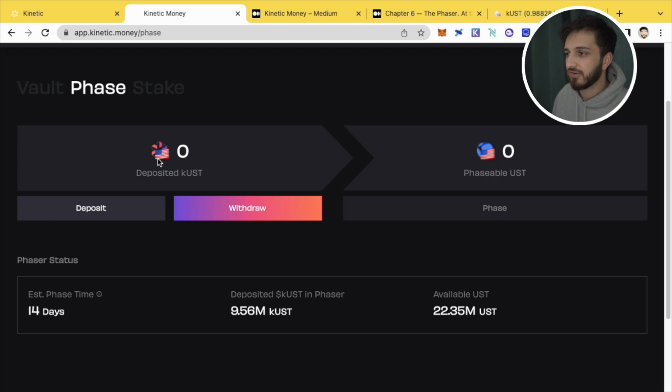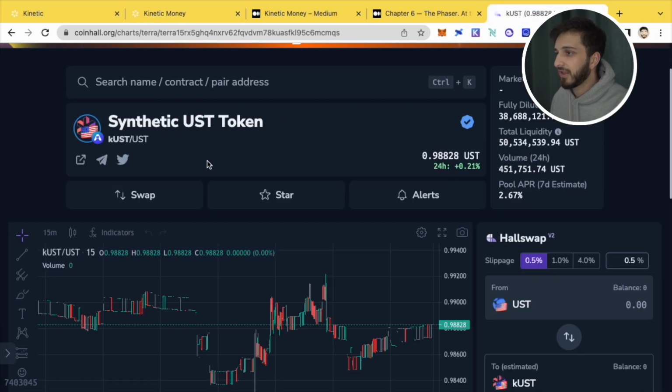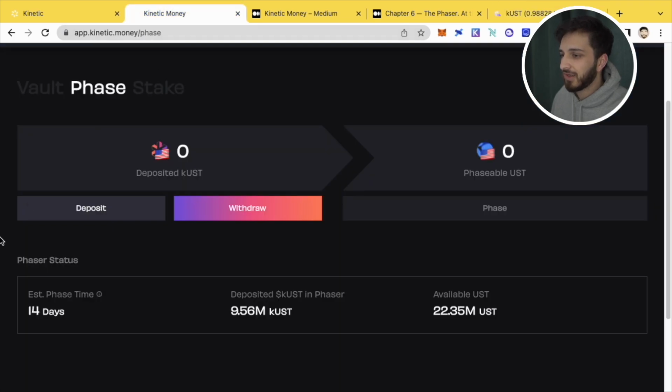So what you can do is take your KUST, deposit it in here, and after a period of 14 days, you can take out the equivalent amount in UST. So if you had 100 KUST, you could take out 100 UST after 14 days. And this enables some arbitrage opportunities because people can go on the market and buy KUST for over 1% cheaper than the current rate. They can go to Kinetic Money and, within 14 days' time, they can basically make that 1% just like that.